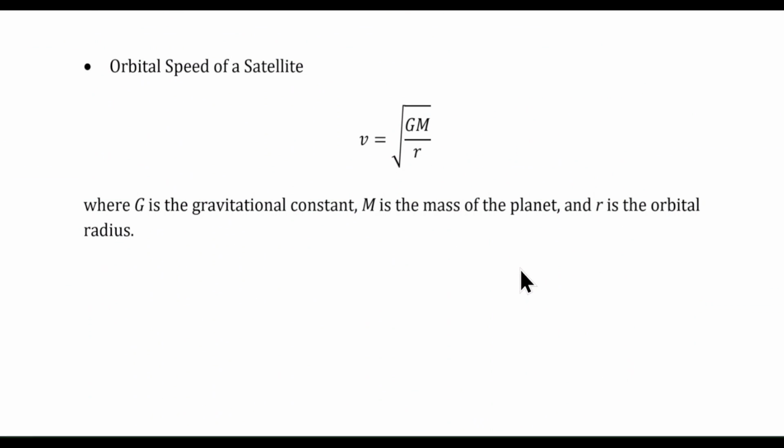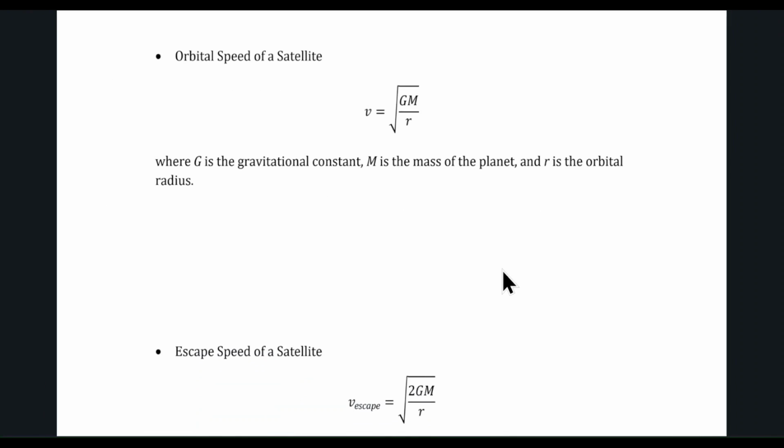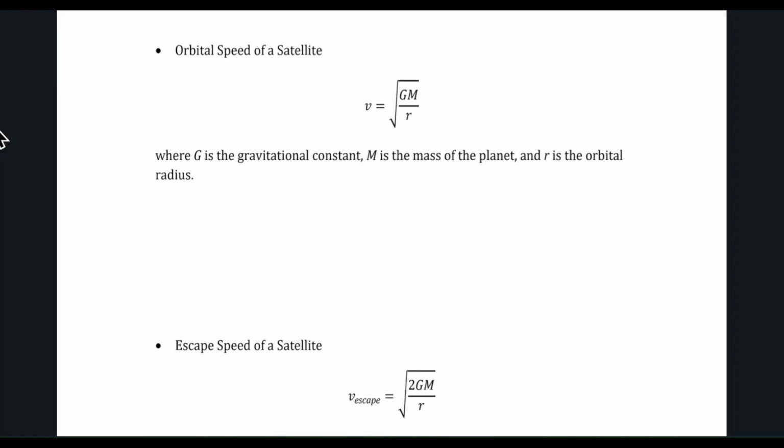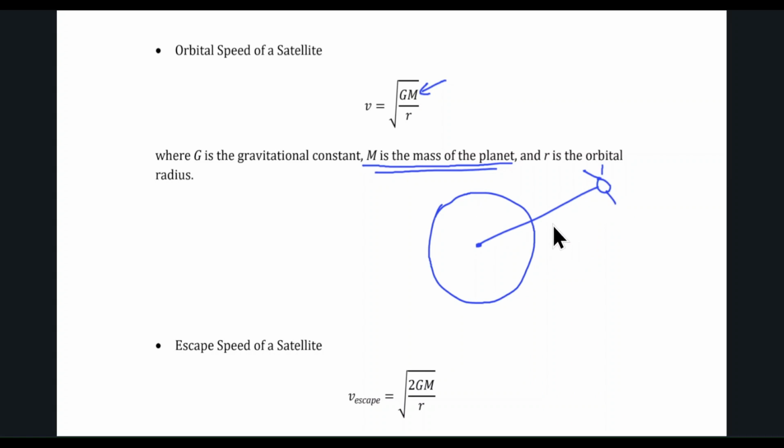The next is about the orbital speed and the escape velocity of the satellite. The orbital speed of the satellite is given by root GM over r, and you multiply a 2 inside the root and it becomes the escape speed. However, remember that this M is not the mass of the satellite, it is the mass of the planet. R is not the distance from the surface, R is the distance from the center of the planet, remember. So these things are pitfalls where you have to make sure you don't make a mistake.